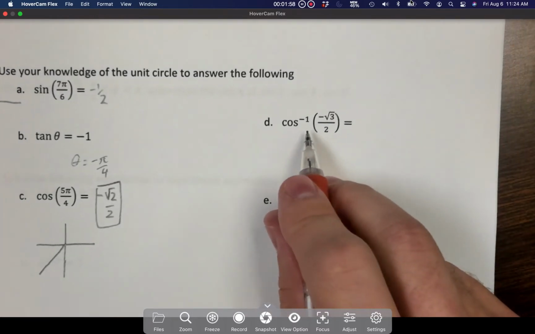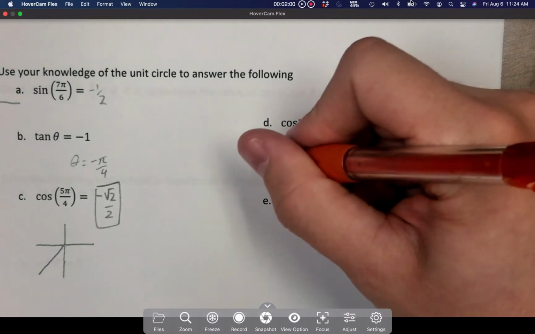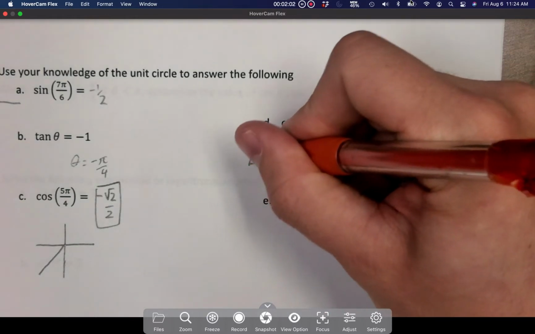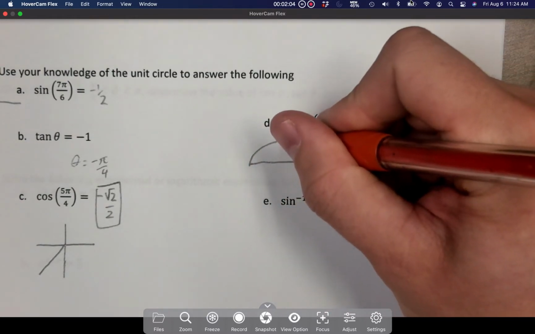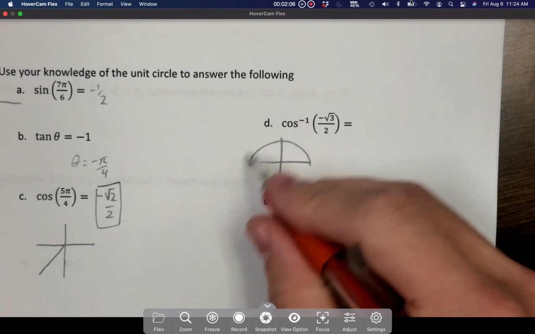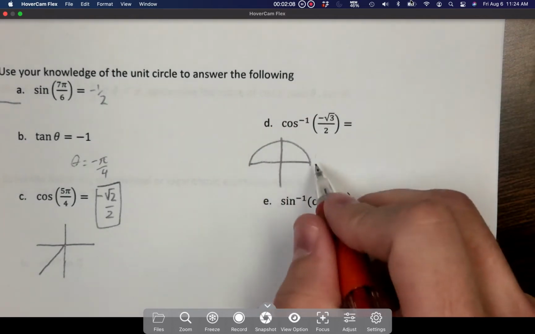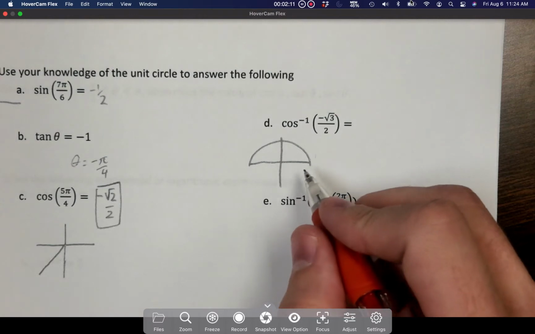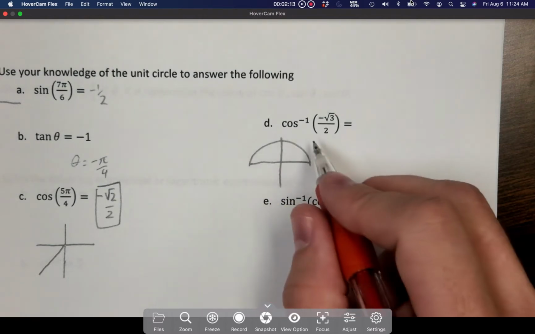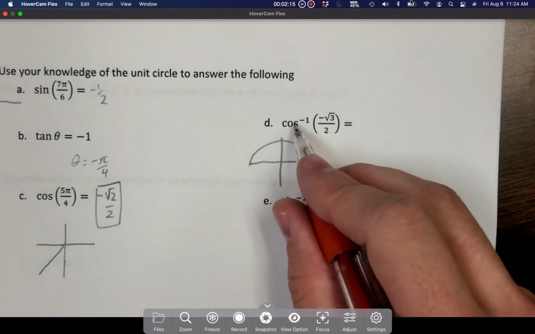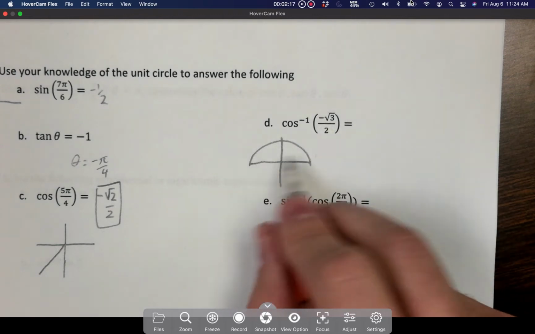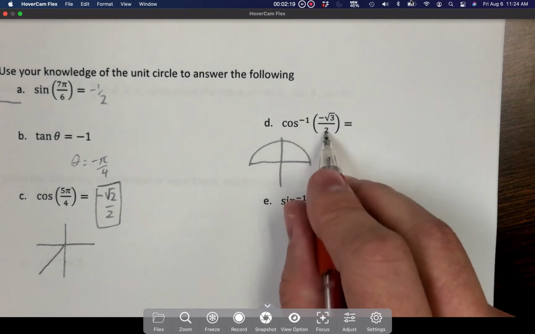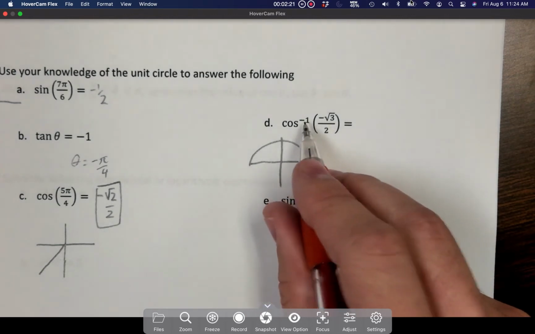All right, cosine inverse of negative root 3 over 2. So cosine inverse, if sine and tangent inverse are on the right half, cosine inverse is on the top half, and you actually do use the radian values on the basic unit circle that you see. So we're saying, where's the x value? Negative root 3 over 2 on the top half. Cosine is x. Where is it that value? On the top half because of inverse.